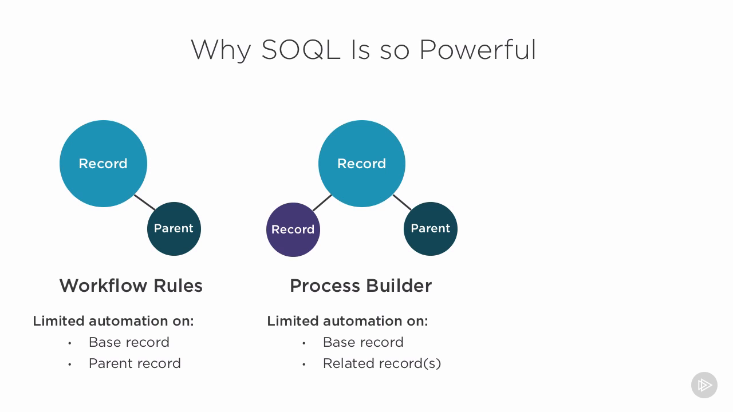Process Builder is only slightly better. You're able to do more cross-object updates, but only if the objects are strictly associated with each other via a lookup or master-detail relationship field. And still after that, you're limited to simple field updates. For example, you can't update relationships between records very well.